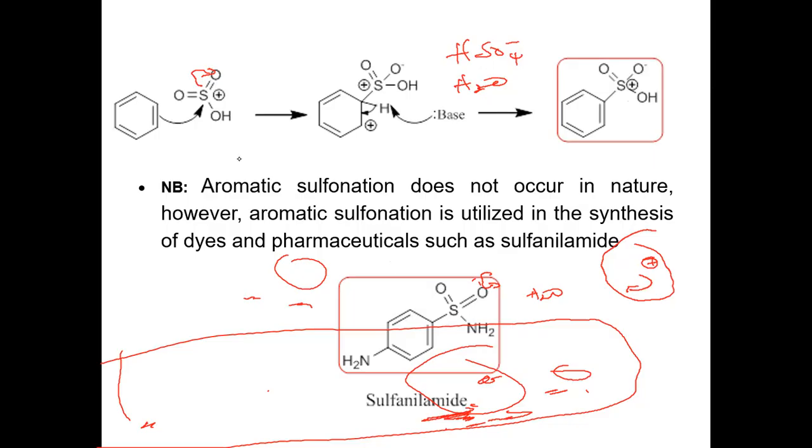Now, we are talking about the importance of aromatic sulfonation. Even though it doesn't occur in nature, we can use it to make some dyes and pharmaceuticals like sulfanilamide, right? So if you want to synthesize sulfanilamide, we need to do a sulfonation reaction. Very important. Next.